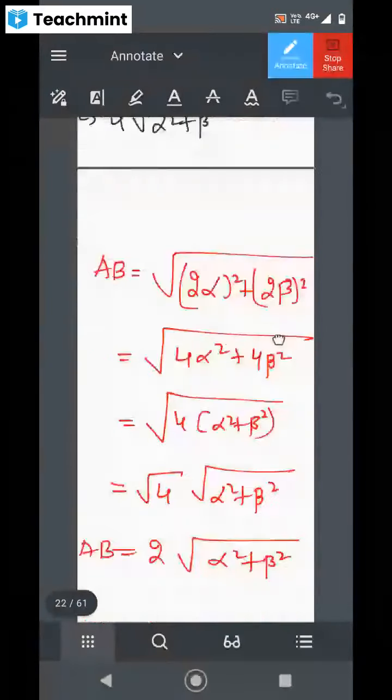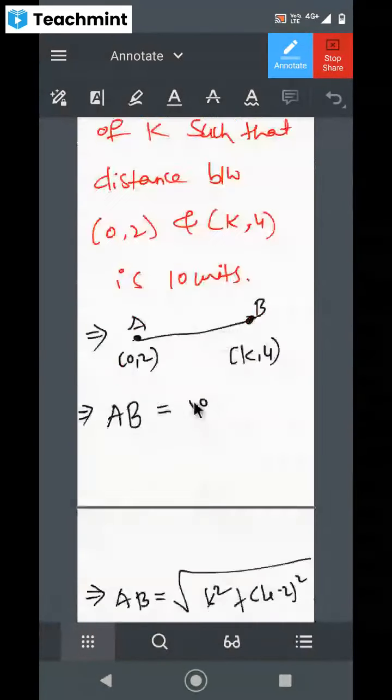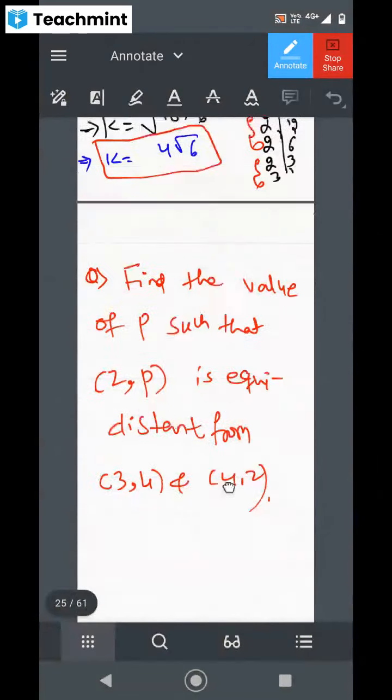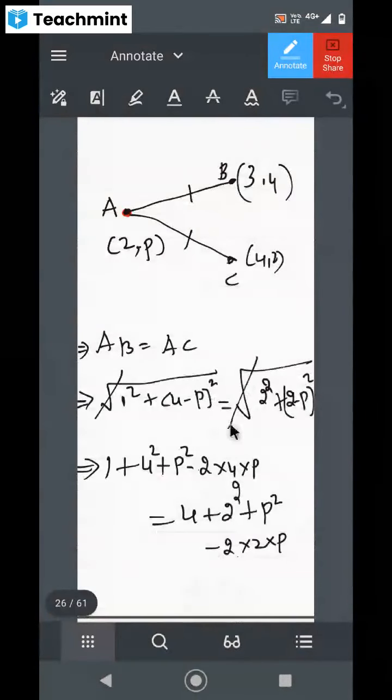Then one more problem I gave you, and you did that. Find the value of k such that the distance between 0, 2 and k, 4 is 10 units. That also we have solved. Then after that, find the value of p such that 2, p is equidistant from 3, 4 and 4, 2. So this is one more model. The formula is the same, but models are different, or not?